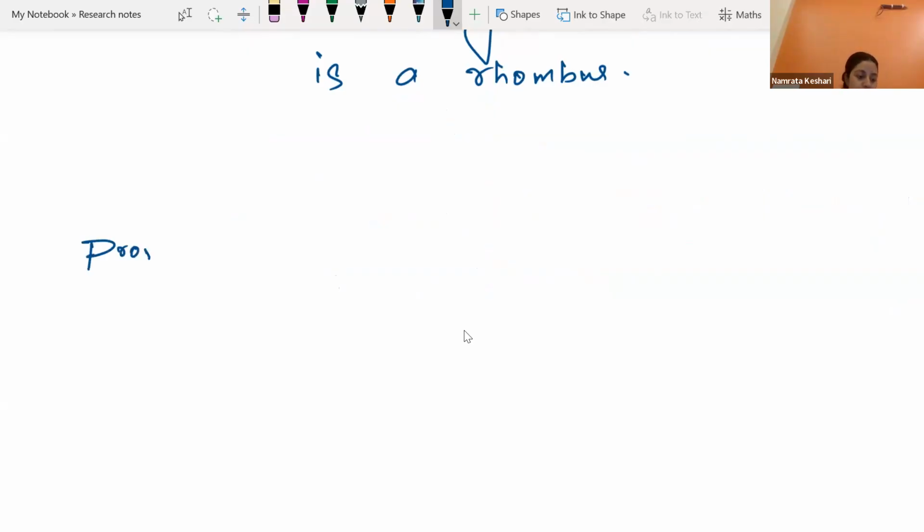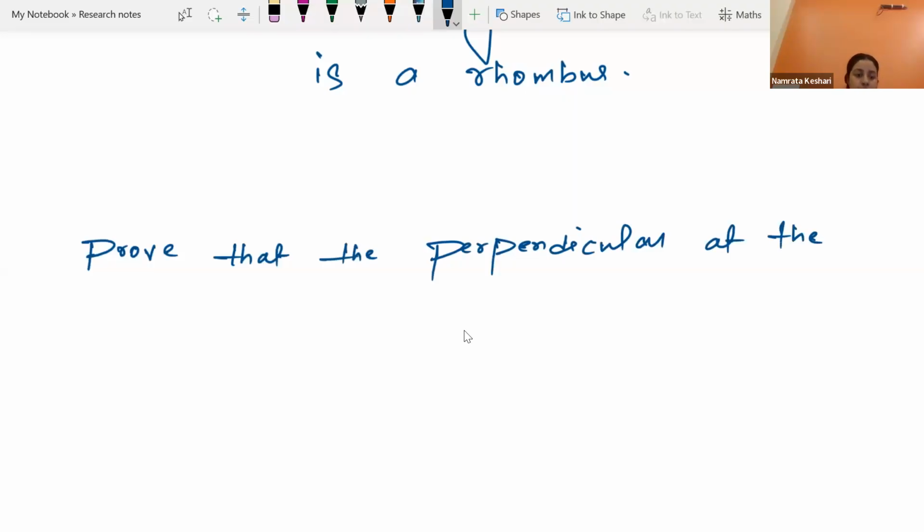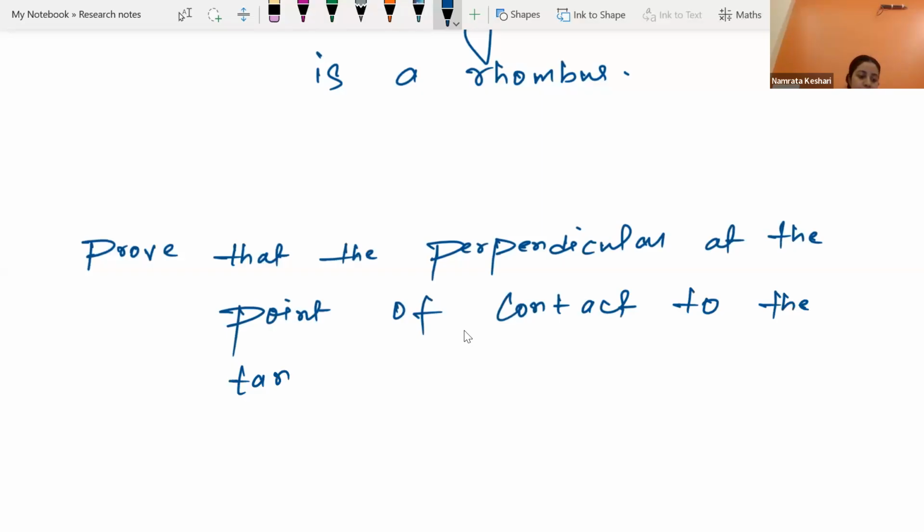Prove that the perpendicular at the point of contact to the tangent to a circle passes through the center.